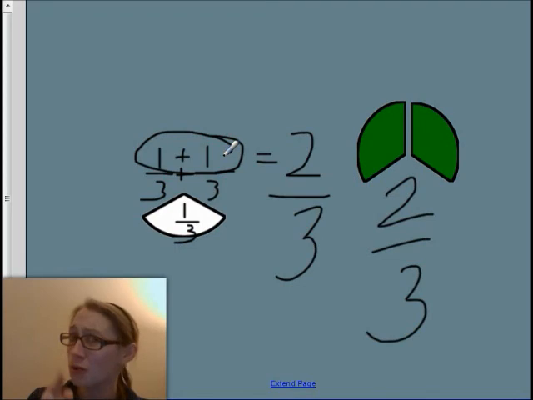But for now, I want you to work on those unit fractions and determining the fraction of the shaded area.